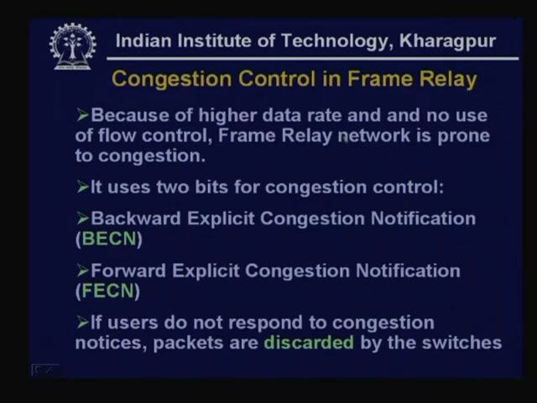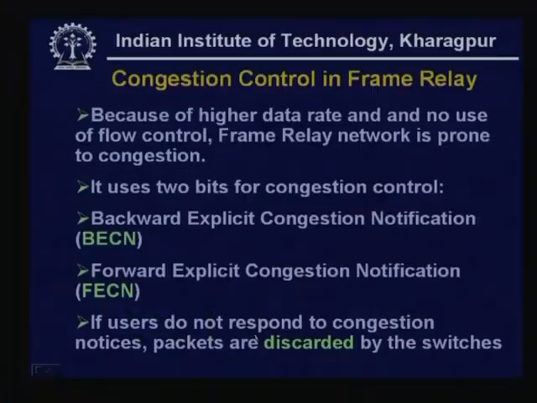Because of higher data rate and no use of flow control, a frame relay network is prone to congestion. As we know, the basic reason for congestion is the bursty nature of data, and frame relay has been designed to support bursty data. Link speed is high. These two factors make it vulnerable to congestion, and as a result it is necessary to develop a congestion control mechanism for frame relay, and it is done in this manner.